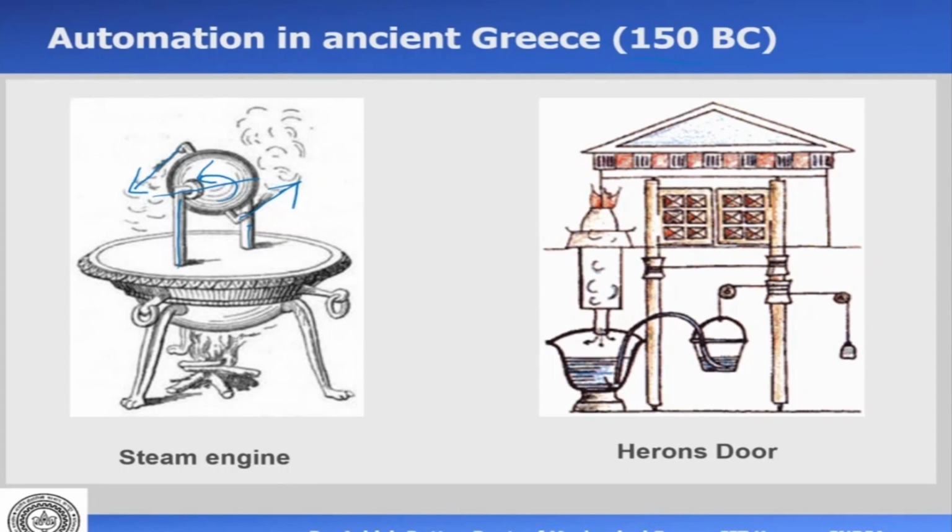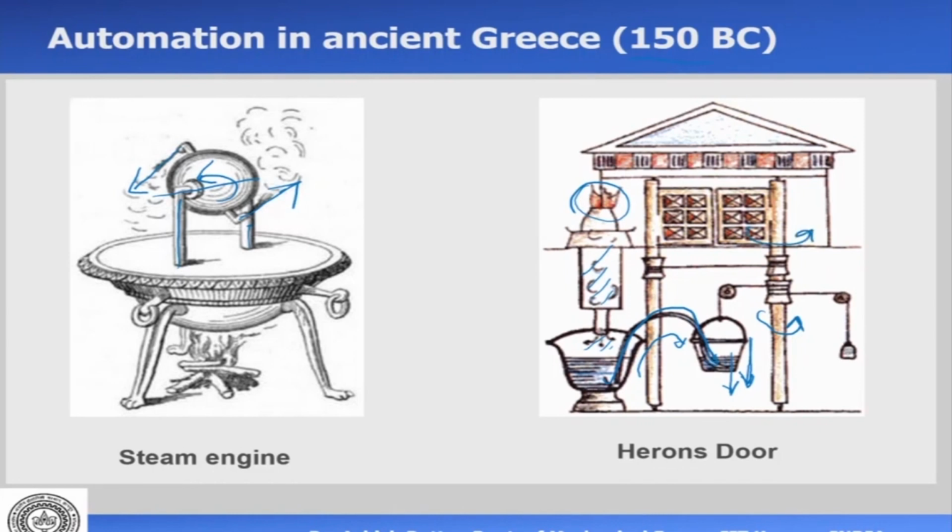The other example is Heron's door, the automatic opening and closing of doors. How this works is they would burn fire here, and this fire will heat the air inside this container and increase the pressure there. When the pressure here increases, the water from here will be forced into the bucket which is here. When the water flows like this, the weight of the bucket will increase, and it will tend to pull the bucket down. The bucket is connected through wire rope and pulleys. When the weight of the water increases, the downward force increases, and because of which this will start rotating.